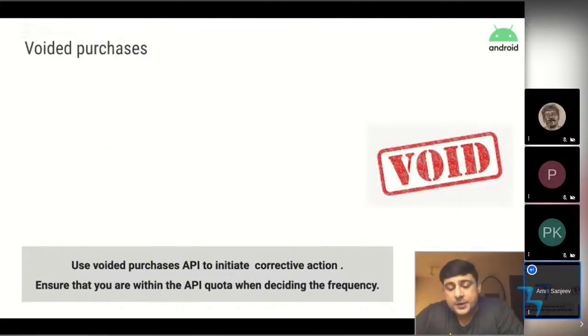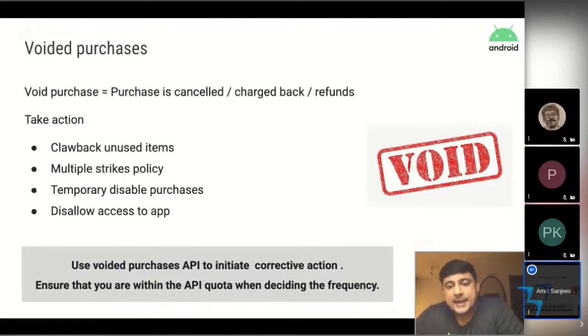Now, voided purchases. When a purchase is cancelled, or it is charged back, or even a developer is giving a refund to the user, that's considered to be a voided purchase. In that case, you need to take some action around it. Don't just leave it like that. You can always claw back the unused items, which means if a purchase was cancelled by the user, they don't need to continue having access to the things that they purchased. So that is where you claw back the unused items.